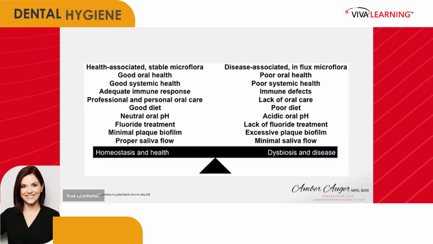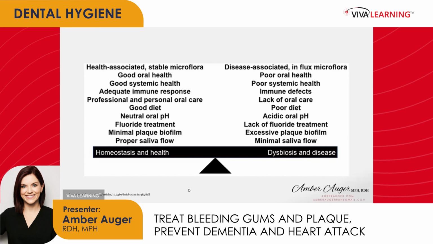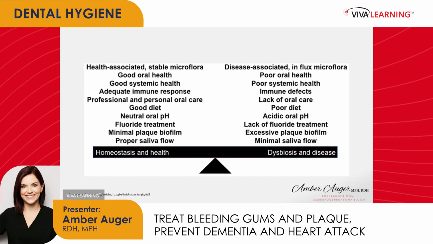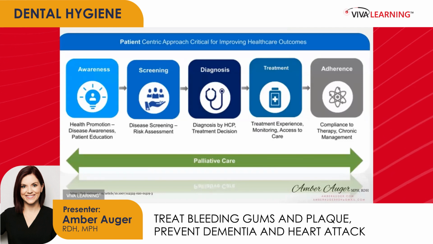So how we create that homeostasis is balancing all of this. And this is where that triangle lies right here. We want to find a balance here. This is how we should be assessing our patients. So how do we bring this in?